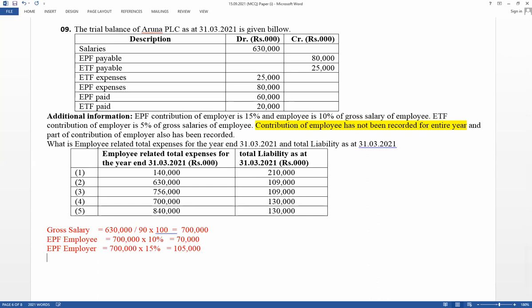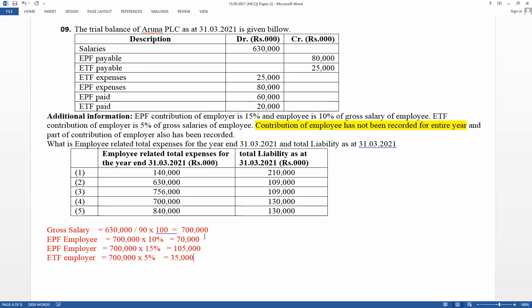Now let's calculate ETF employer. ETF only has contribution by the employer. Employer means business. It has given 5%. Therefore, value should be calculated based on gross salary. 5% equals 35,000.